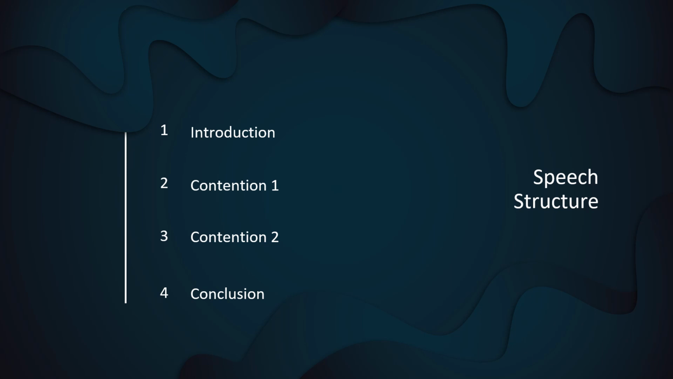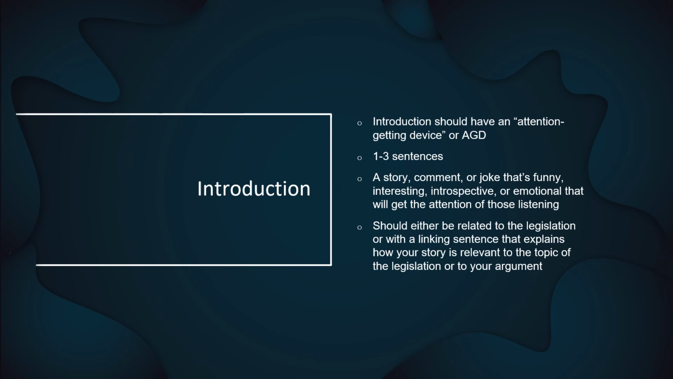This is the most basic format of a congressional debate speech. We have an introduction followed by two body paragraphs and then ending off with a conclusion. And just for reference, a contention is basically a paragraph that summarizes your argument.